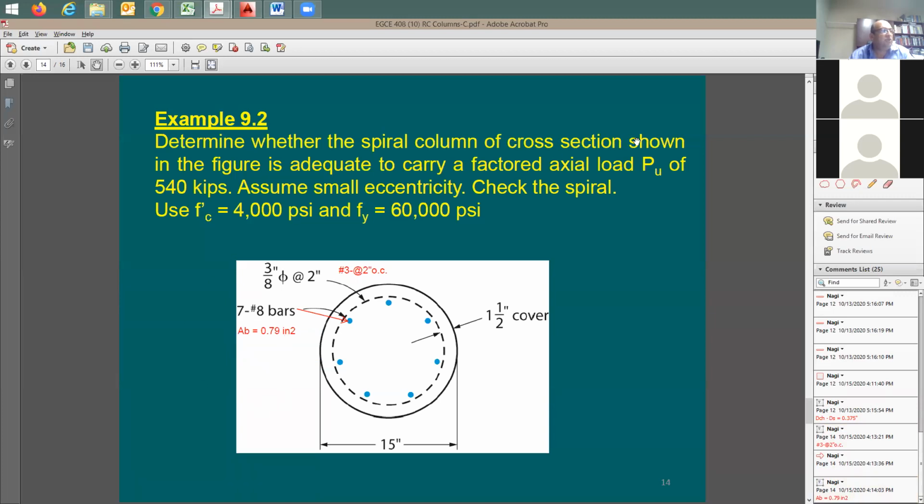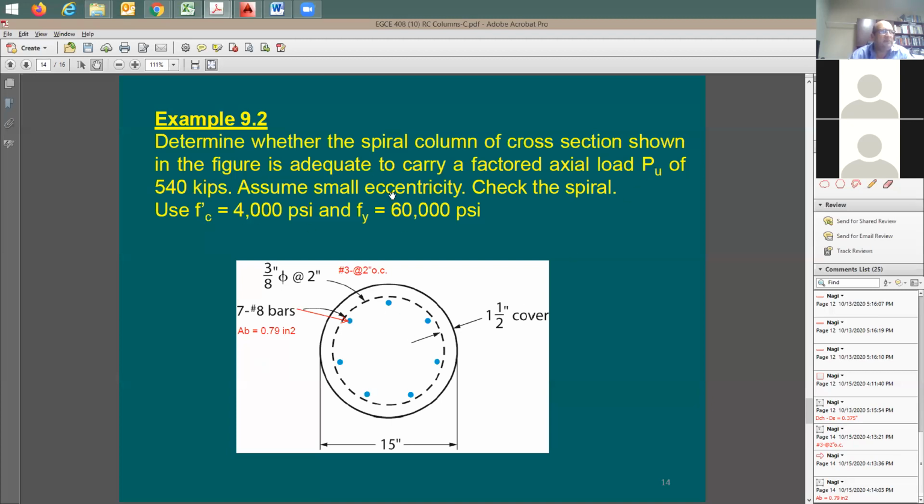So it says here in the section shown. So I went to the section, I looked at it, studied everything in there. Now I'm back to the description, to the question itself, to the manuscript. It says in the figure, is adequate to carry or to support a factored axial load P sub U of 540 kips. So I guess if I have a multi-story building and I'm designing this column section, I'd like to design it right above the foundation, which means this is going to be the column supporting everything above it. So total load is going to be 540 kips applied to this column, and this is already factored.